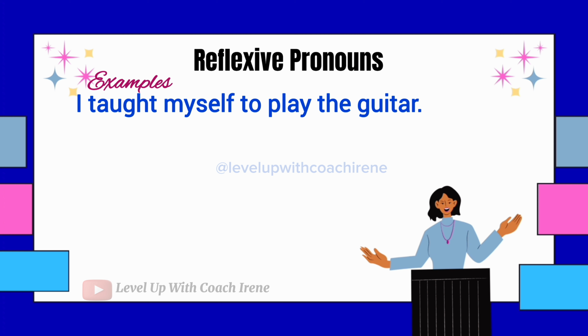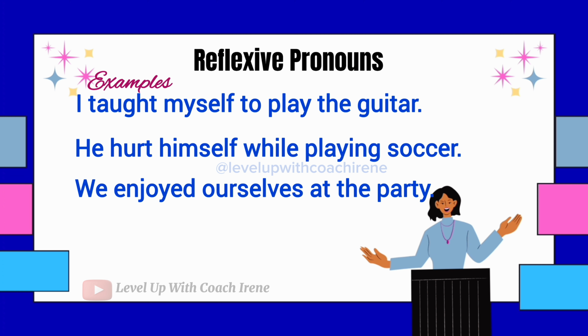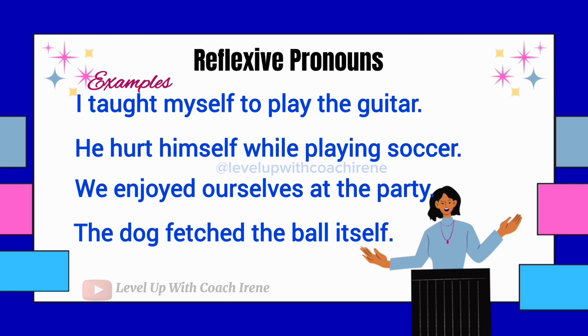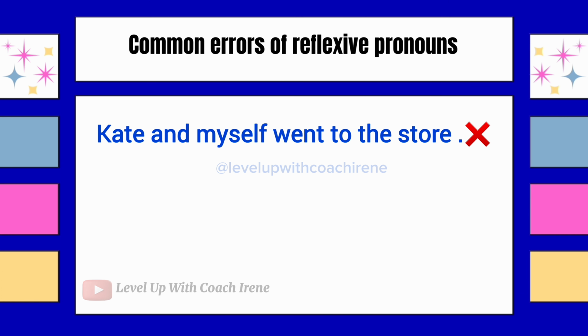For example, I taught myself to play the guitar. He hurt himself while playing soccer. We enjoyed ourselves at the party. The dog fetched the ball itself. In these sentences, notice that the subject and the object are referring to the same person or thing. Being an English coach, I have observed a number of students make these errors with reflexive pronouns. Let's look at some of them. Kate and myself went to the store.